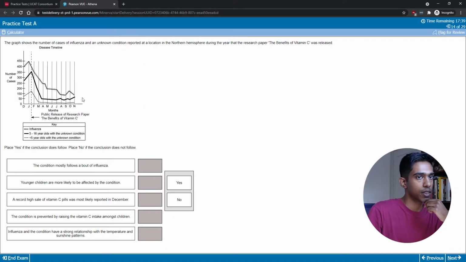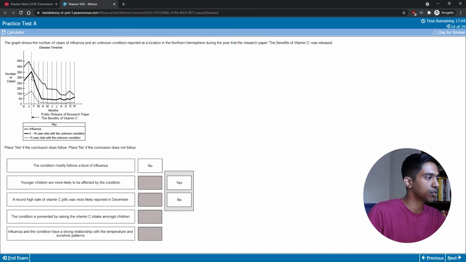Okay, so we've got these interpreting data questions. I'm just checking the time. I have, I think, about 15 questions left, 17 minutes, which is good. The graph shows the number of cases of influenza and an unknown condition reported at a location in the northern hemisphere. Okay, and I'm looking at the graph here as well. So we've got influenza on the dotted line, unknown condition, black line, and then under 5-year-olds with the unknown condition as well. Okay. The condition mostly follows a bout of influenza. There's nothing to say that in the graph.